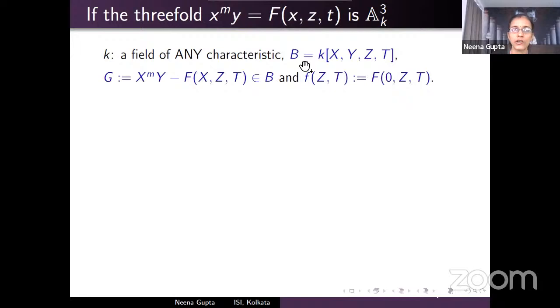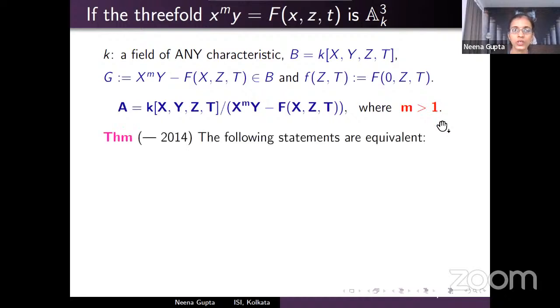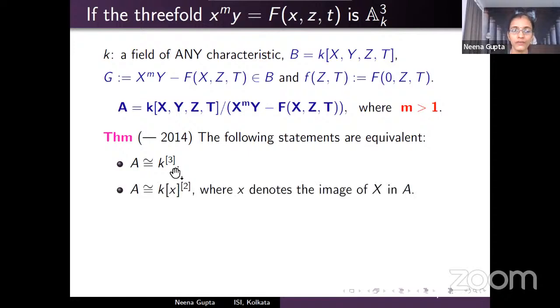For now, let k be a field of any characteristic, B a polynomial ring in 4 variables, and g a polynomial in this. Small f denotes the image of capital F under the projection x equal to 0. Then if you consider this ring with m strictly greater than 1, we proved the equivalence of the following statements: this ring A is a polynomial ring in 3 variables if and only if it is a polynomial ring over the subring k[x], where small x is the image of capital X in A.